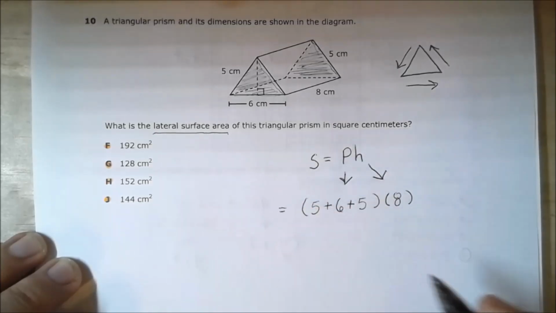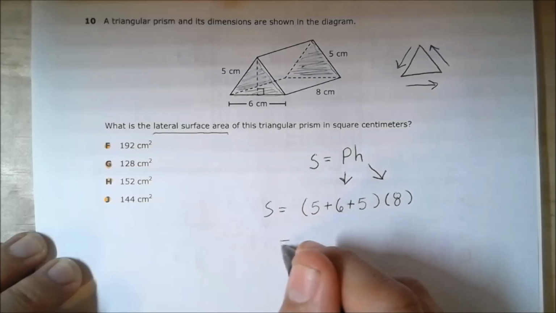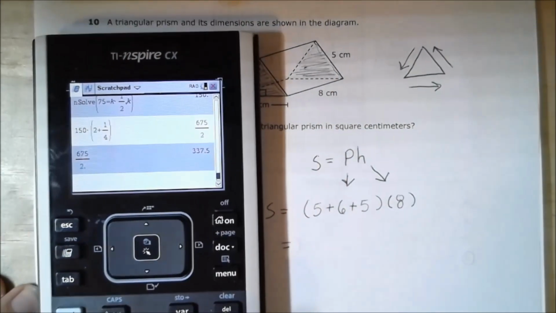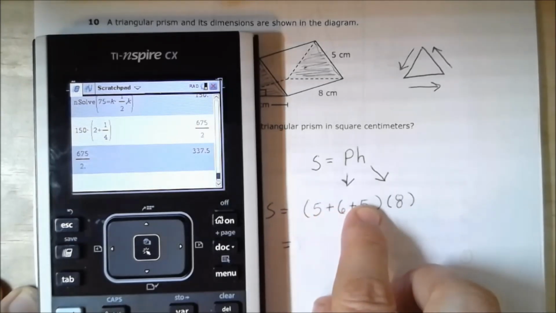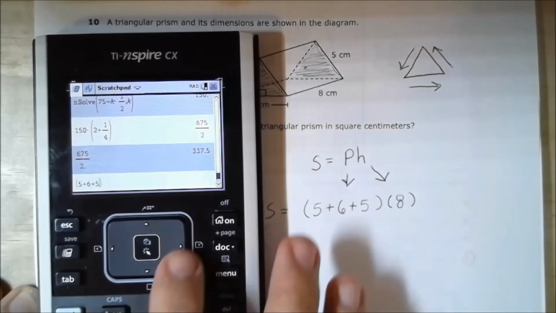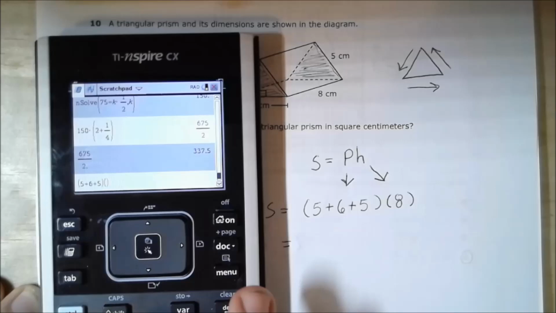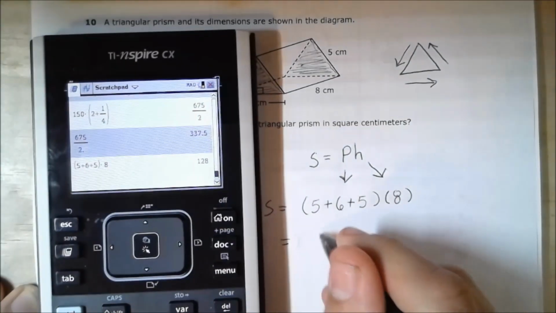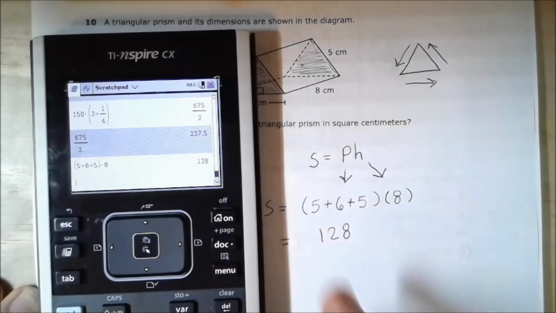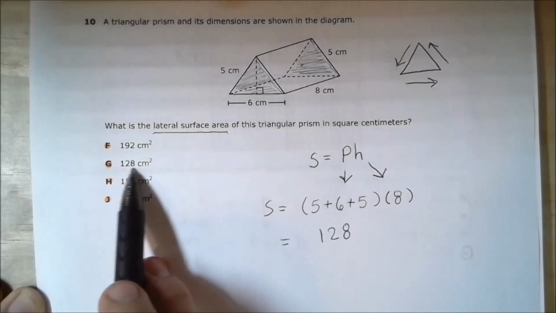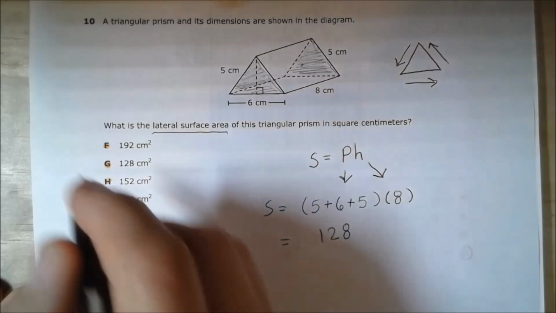And now we just need to multiply this out, and it'll give us our S. So we'll put that in our calculator real quick. You don't need to use numerical solve on this because you're just going to add these together in parentheses and then multiply it to this value. So let's go ahead and put 5 plus 6 plus 5, which is our perimeter, times 8, which is our height. Hit enter, and it gives us 128. So the correct answer on this problem is G, 128 centimeters squared.